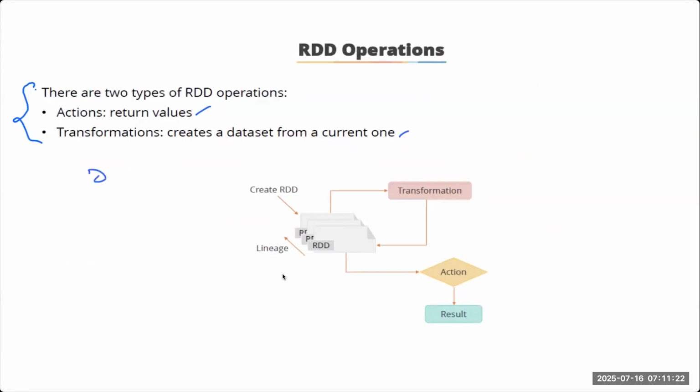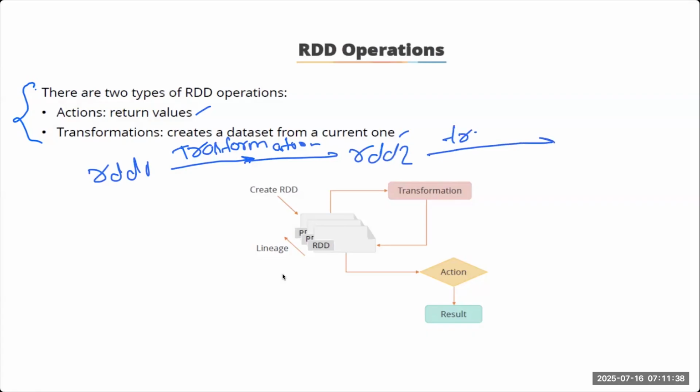A transformation is where you take one RDD, do some transformation on it, and it will return you another RDD. Then again you do some transformation, and it will return you one more RDD. So a transformation on one RDD will return you another RDD. Once you perform the action, you will get the result, and the result will be sent to the driver.